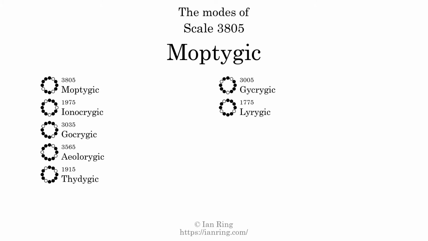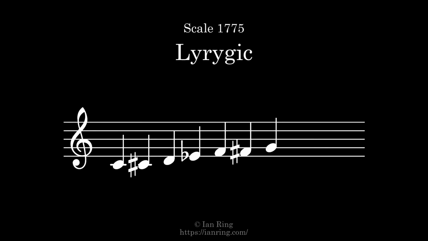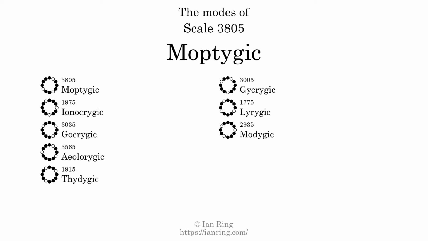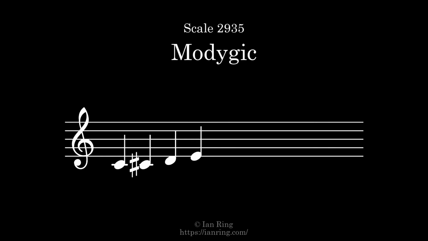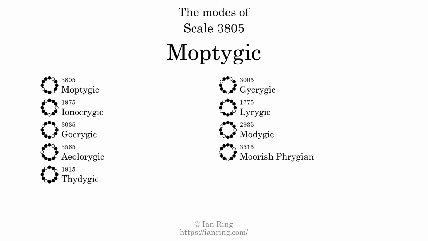The seventh mode is scale 1775, also known as Moptygic. It sounds like this. The eighth mode is scale 2935, also known as Moptygic. It sounds like this. The ninth and last mode is scale 3515, also known as Moorish Phrygian. It sounds like this.